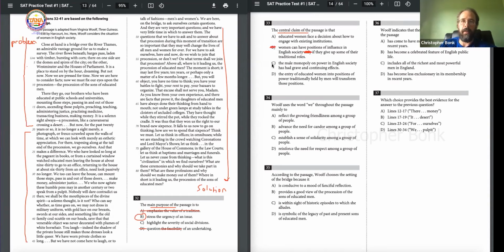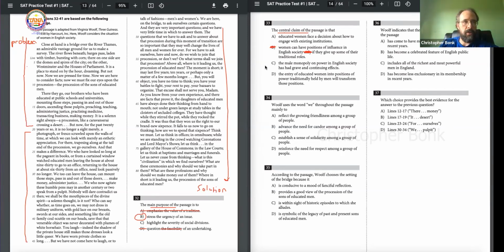C, we look at this one, the male monopoly on power in English society has had grave and continuing effects. That is true. That's kind of like how we had on 32, how this is a problem. We're completely acknowledging there is a problem that's happening. So that could be true as well. We wouldn't necessarily have anything in there to eliminate right from the beginning.